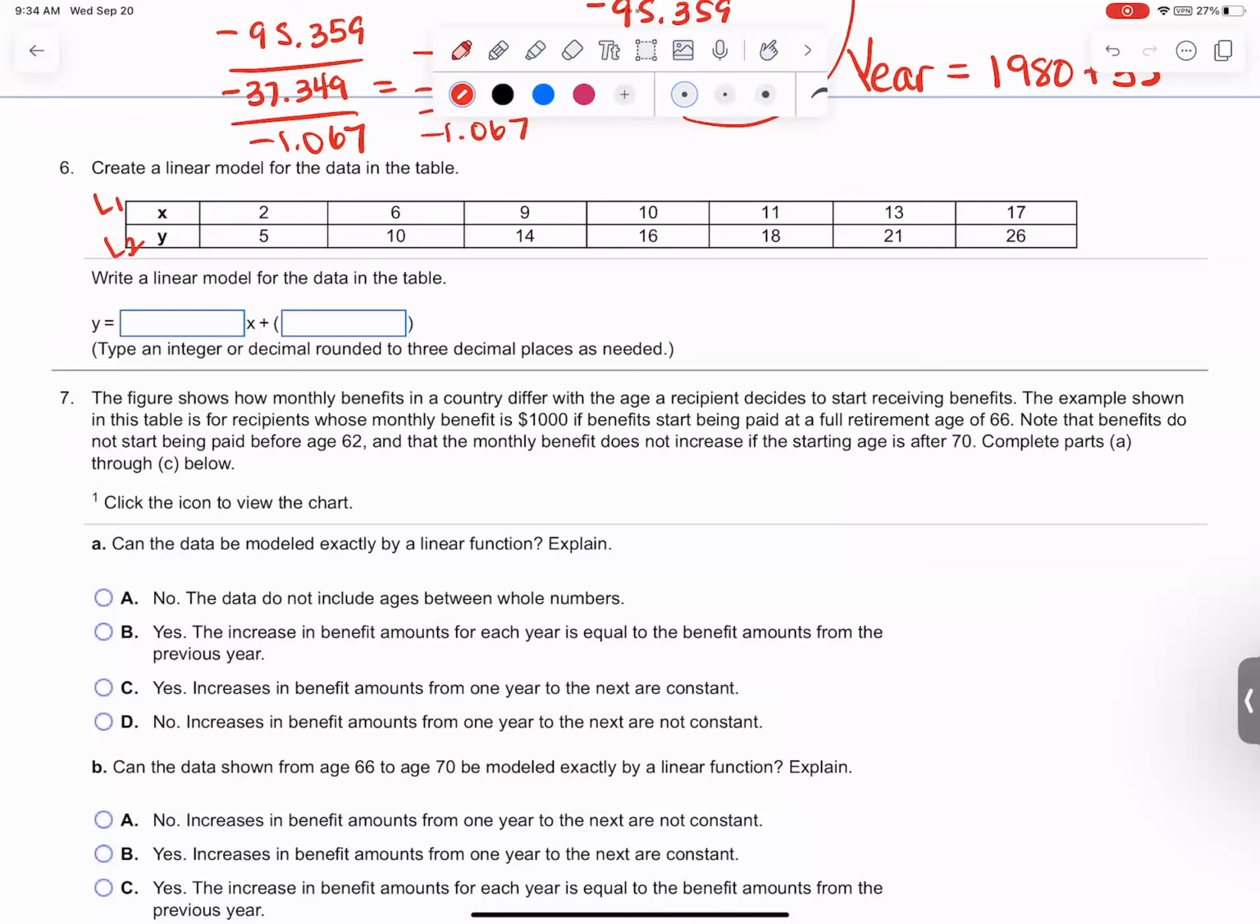Okay, and my data is in L1 and L2. I can store this equation just in case I need it. So I'm going to go to my variables menu, my Y variables, my function number 1. And that will store it in the Y1 equals, so I can graph it if I need to. Okay, then I'm going to calculate.